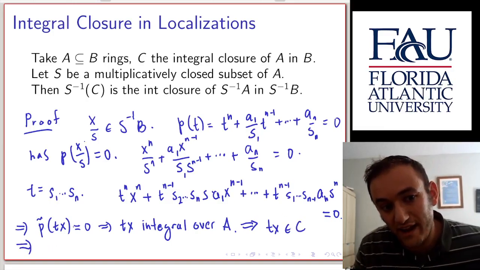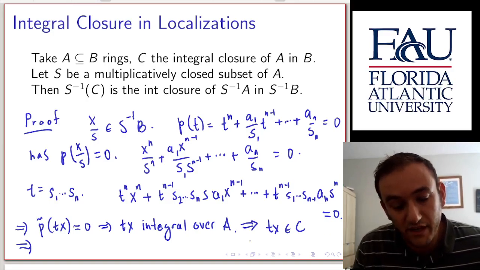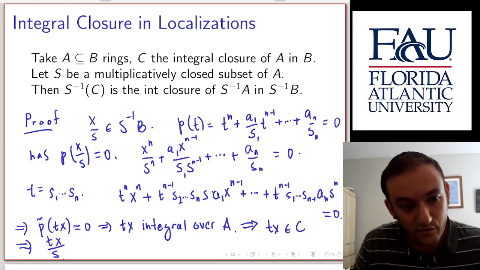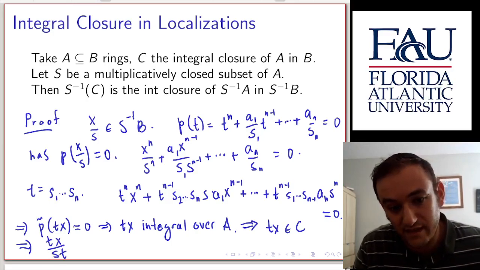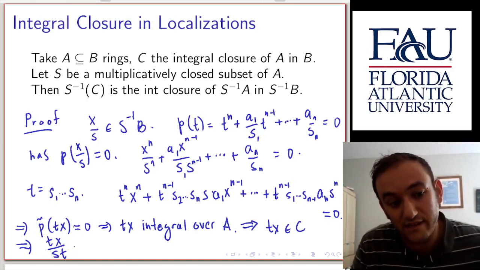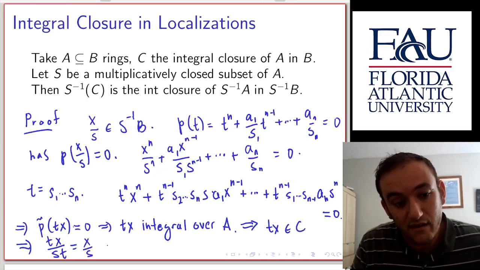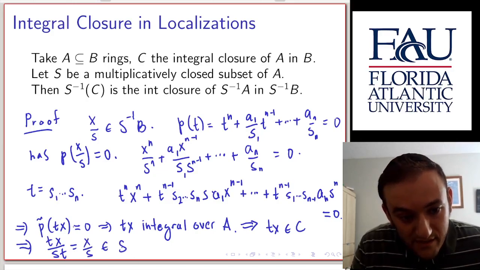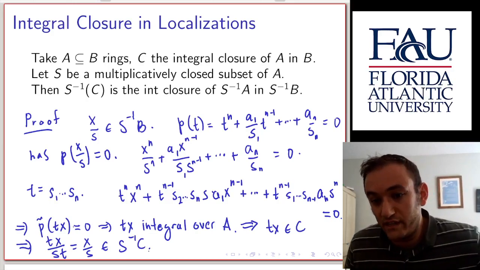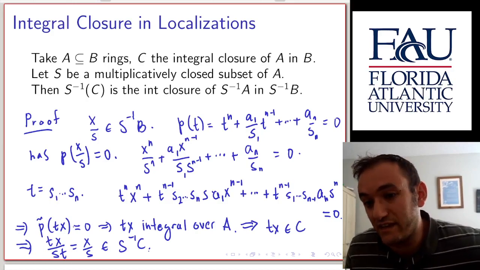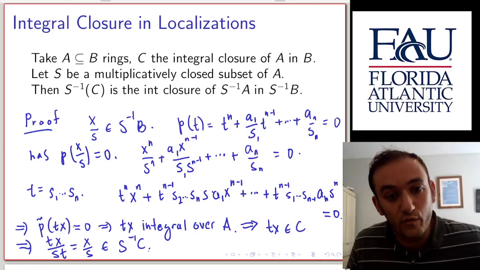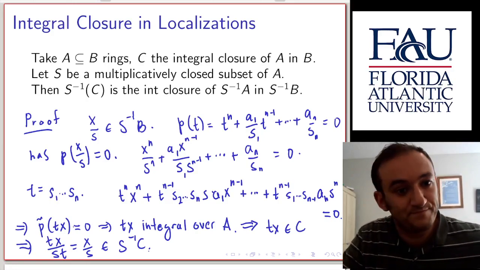we want x over s to be in S inverse C, but it is because we have tx is in C, you can divide this by st, since st is in S. So tx over st is equal to x over s, and we can now confirm that this is in S inverse C. Okay, so everything which is integral over S inverse A is in S inverse C, and clearly everything in S inverse C is integral over S inverse A, so we have the result.